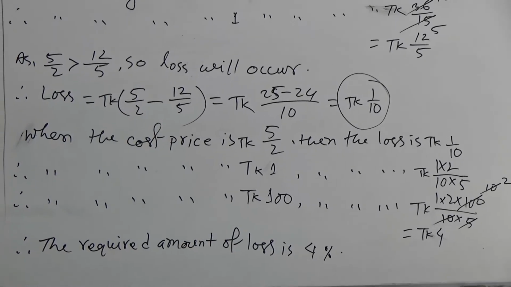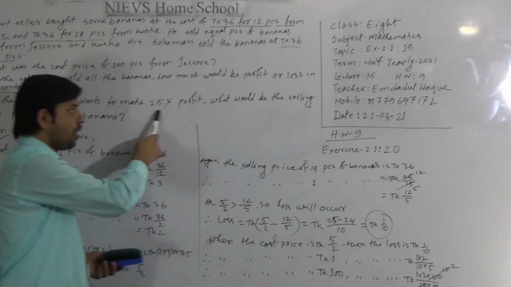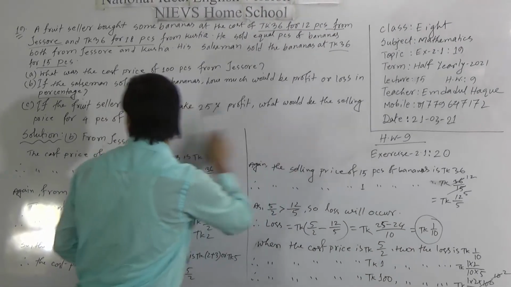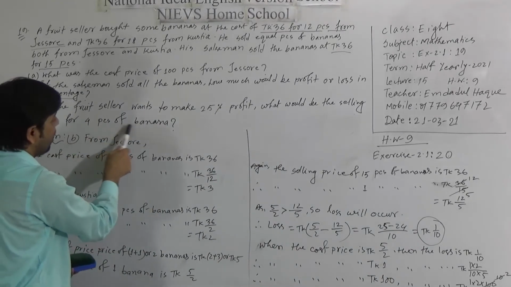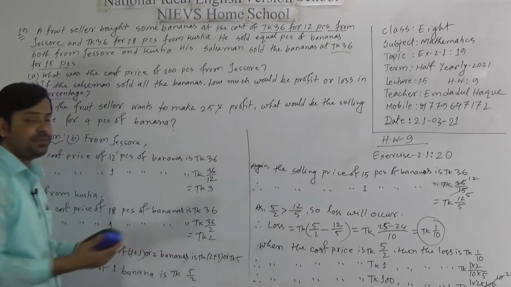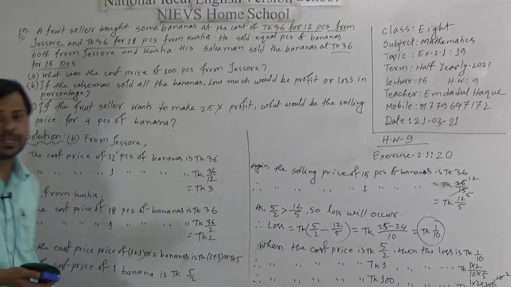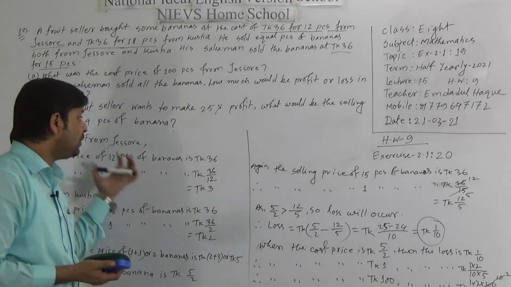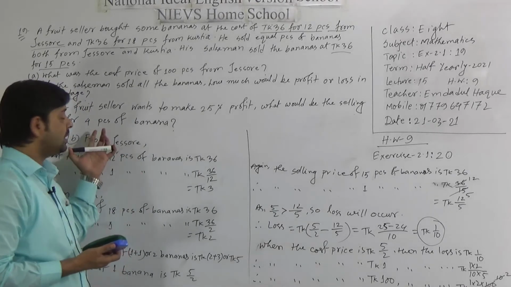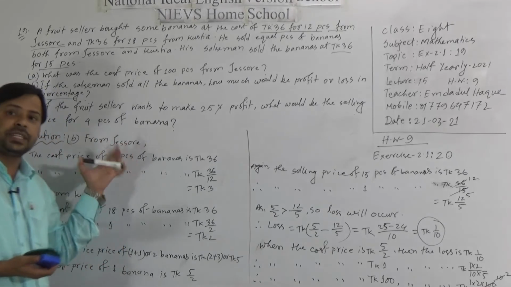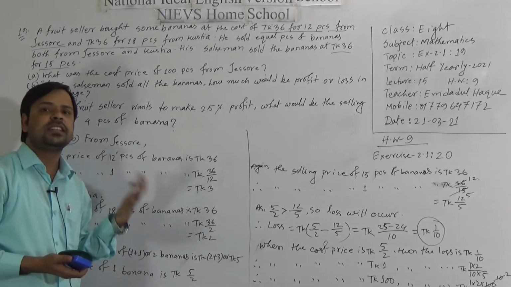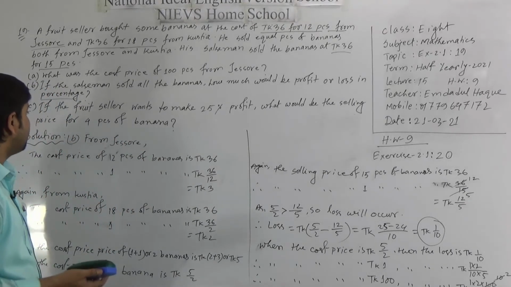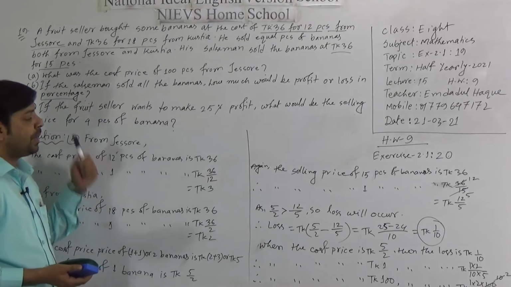What is question C? Question C: if the fruit seller wants to make 25% profit, what would be the selling price for 4 pieces of banana? It means that at first we have to determine the cost price of 4 bananas, and then if we can determine the cost price of 4 bananas, then we can determine the profit, and if we add the profit with the cost price, we will get the selling price. So we have to determine the cost price of 4 bananas at first.